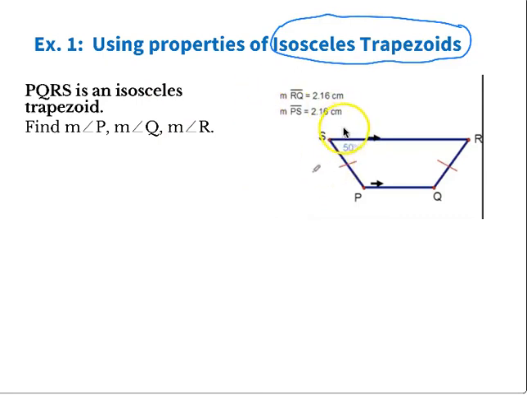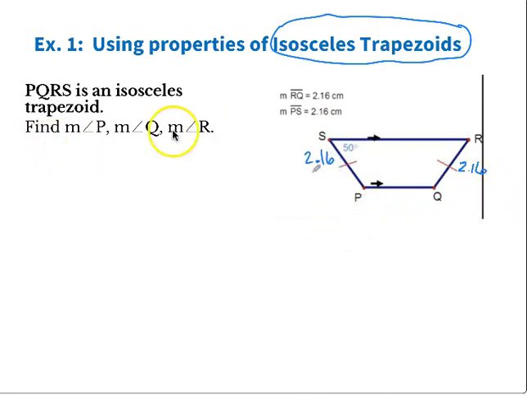I'm also given some information here. I'm given that angle S is 50 degrees. I'm given some information about this isosceles trapezoid. I have one of my angles is 50 degrees, and then I'm given the length of side RQ as 2.16. And then since I know RQ is 2.16, I know that SP would also have to be 2.16. So I'm just going to write that information in.